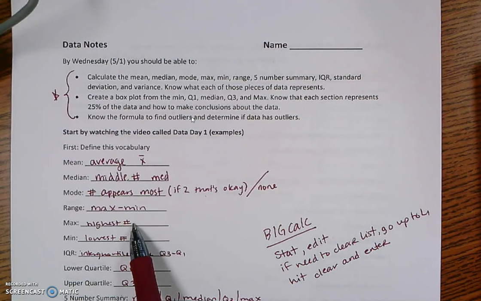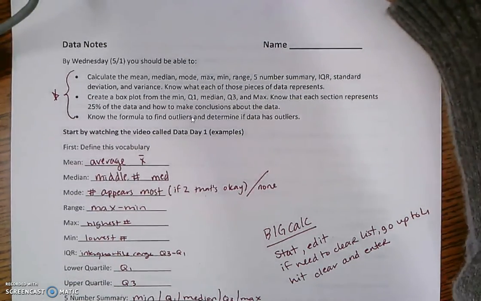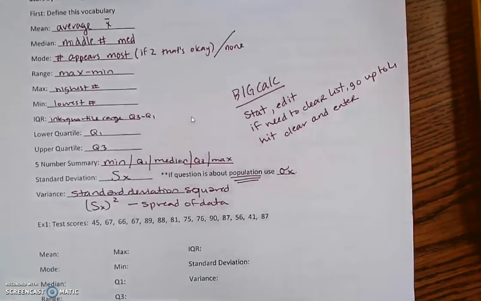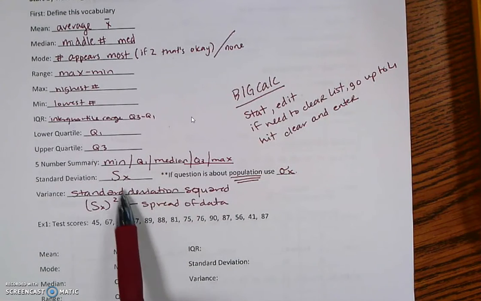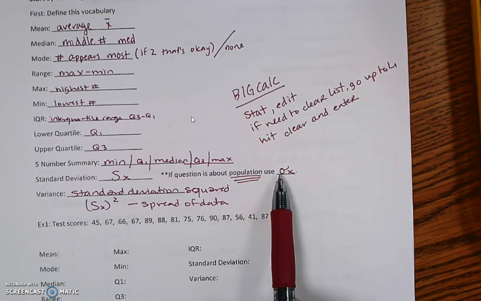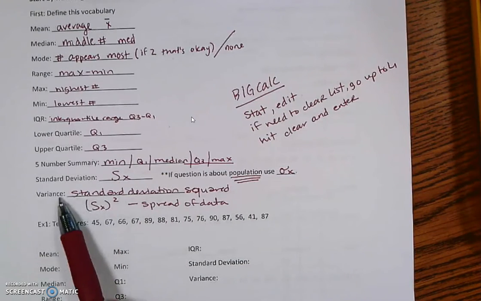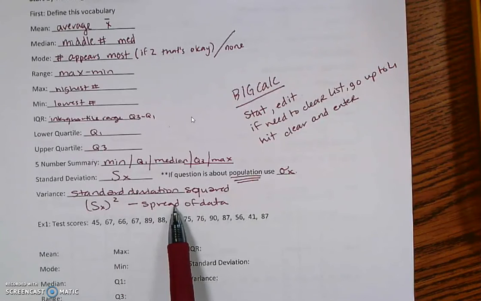Range is max minus min. Max is the highest number. Min is the lowest number. IQR stands for interquartile range: Q3 minus Q1. Lower quartile is Q1. Upper quartile is Q3. 5-number summary: min, Q1, median, Q3, max. Your standard deviation is SX, unless the question's about population, then you use σX. Your variance is your standard deviation squared, which is SX squared, and it's describing the spread of the data.